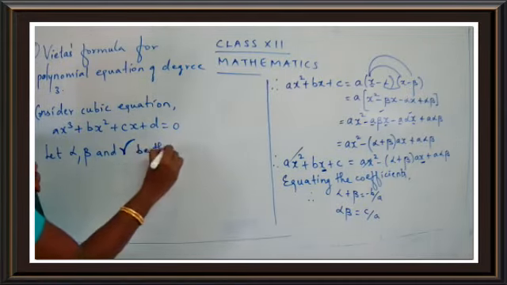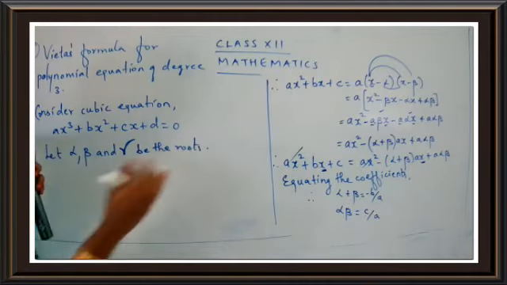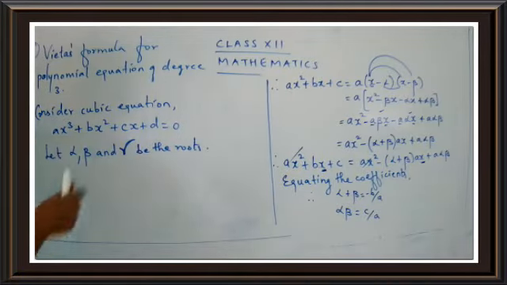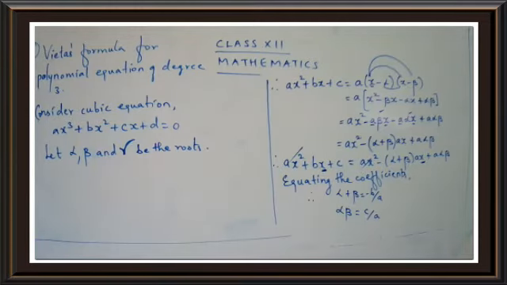So here we have taken how many roots, children? 3. For degree 3, we choose 3 roots. Let alpha, beta and gamma be the roots. Okay, let's go for the next step. So next step, what are we going to do? We have to just remove the 0 and replace the roots in place of 0. Let us replace the roots over there.